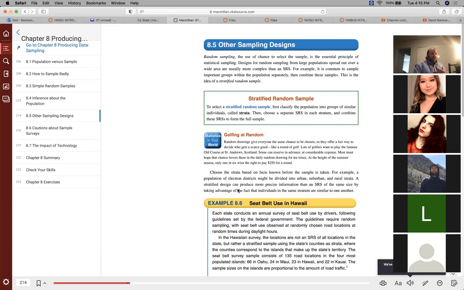Something similar is called a cluster sample, where you break it up into groups, but rather than taking some from each group, you just pick some of the groups. So I might divide up a class of 100 into 20 groups of 5, and then pick randomly 3 of those groups of 5. So I'm not taking from each group, I'm taking 3 groups in there entirely. That's a cluster sample.